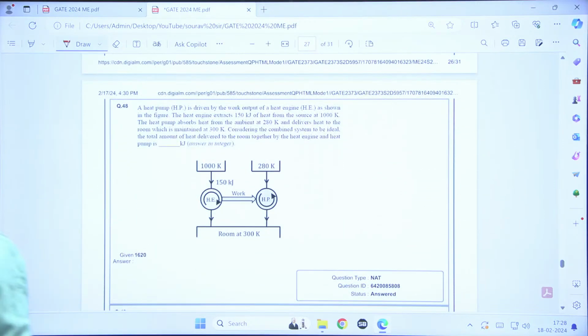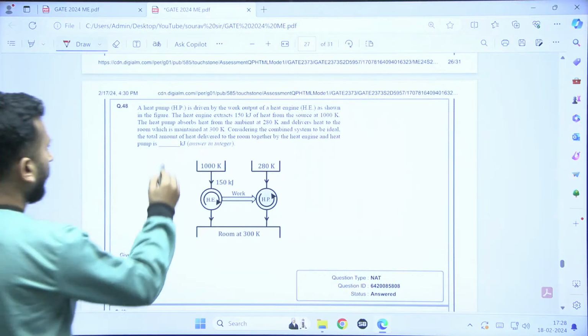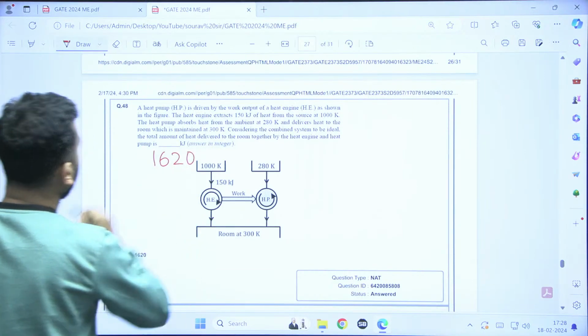Now a heat pump question. The answer for this will be 1620. 1620 will be the answer.